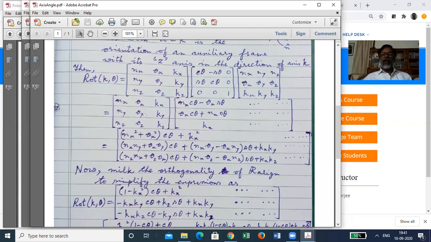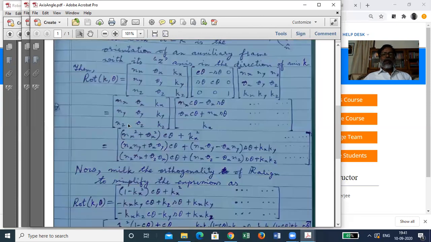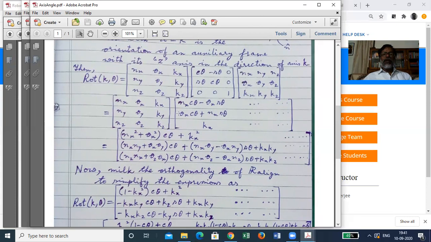Then produce the second row and this first column. Now collect the cos theta terms: Ny Nx cos theta and Oy Ox cos theta, that is here. Then collect the sin theta terms: minus Ox Ny plus Nx Oy, sin theta. And the third gives you kx ky. Similarly, the third row will give you this.